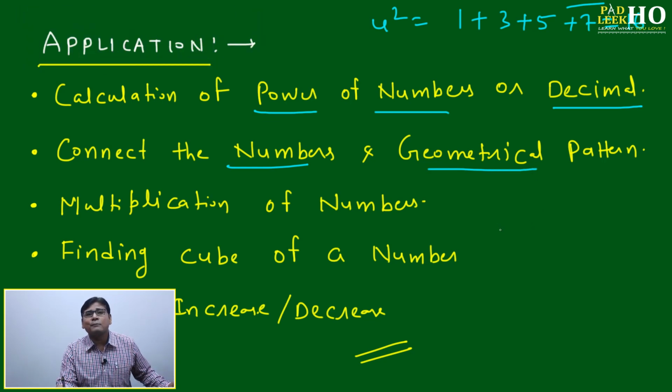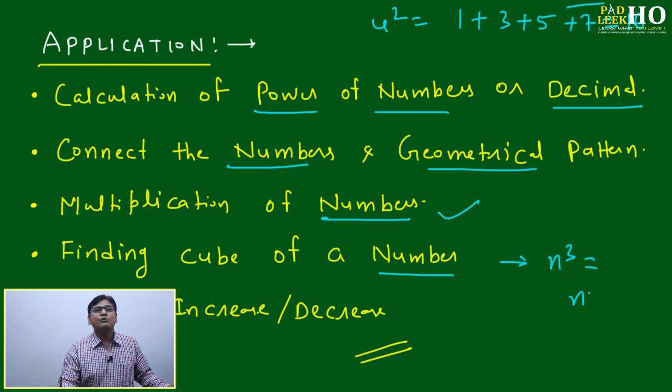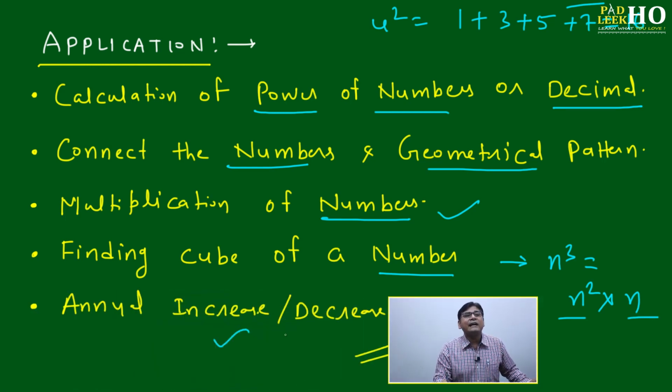How to connect the square number with the triangular number and pentagonal number, and with odd numbers and multiplication of numbers. Of course, you can use it with multiplication of numbers because a square is just the multiplication of two numbers where both numbers are the same. Finding the cube of a number: the cube of a number is n cube. If you want to find it, you can first find n square into n. That is another way to find the cube. N will increase, n will decrease.